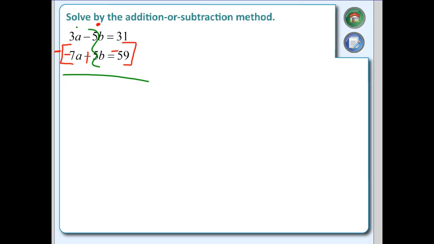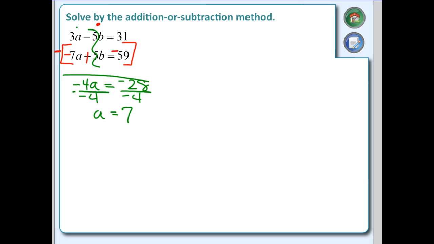3a and negative 7a is negative 4a equals 31 and negative 59 is going to give me a negative number. And I think that's 28. If I divide both sides by negative 4 to get a alone, a equals 7.